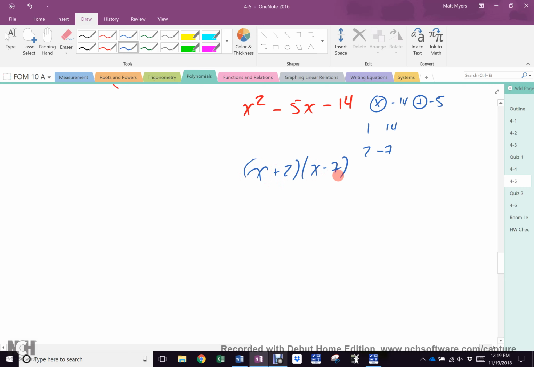And then you check it at the end. x times x is x squared. 2 times 7 is negative 14. 2 minus 7 is negative 5, and I'm right. If you can do that, you can do this. x to the 4th minus 6x squared minus 16. What would it be?